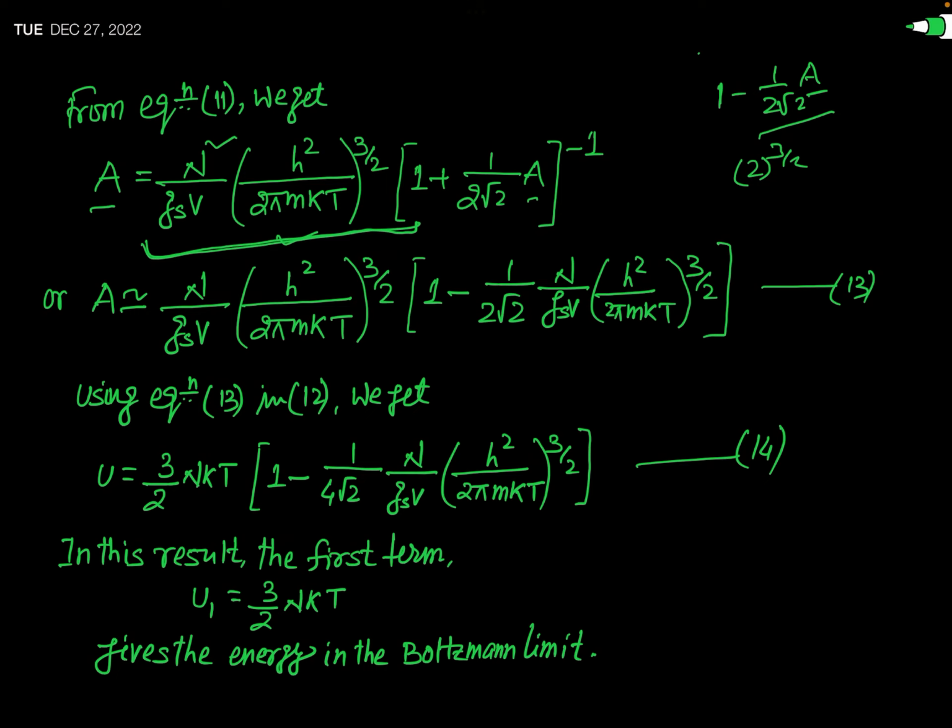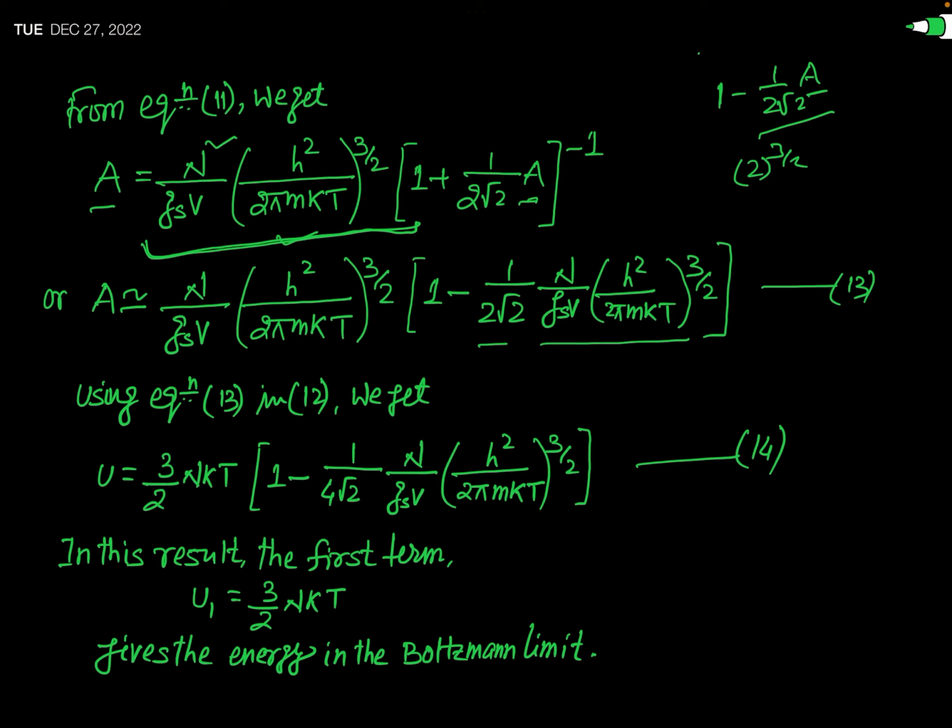This will be n by gs into v times h square by 2 pi mkt whole to the power 3 by 2. So instead of this quantity a, it has actually been written as 1 minus 2 root 2 times this much. Okay, this has been written. So in this way we have obtained the approximate value of this a.